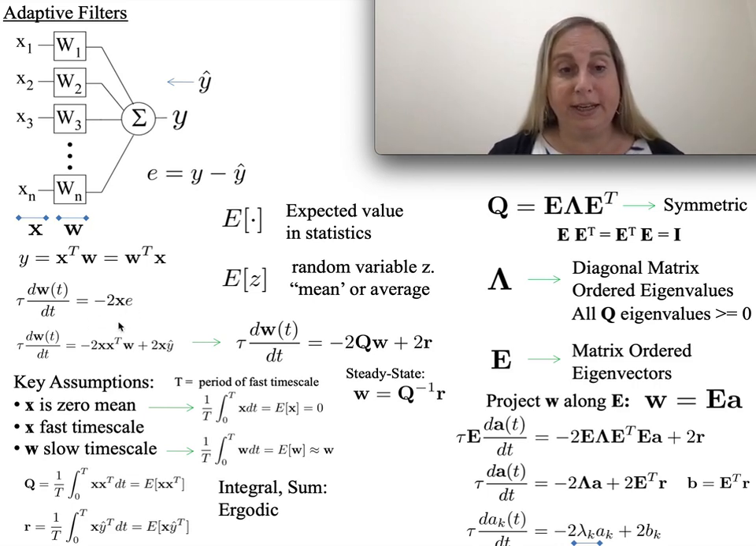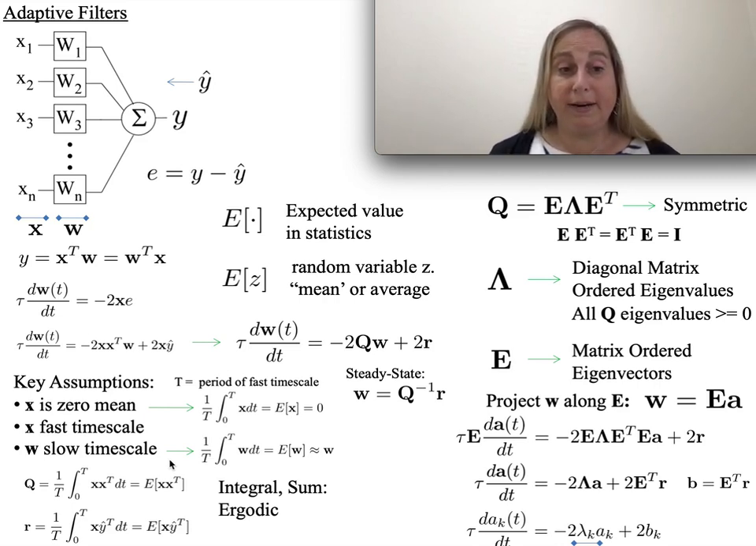Well, the first thing you know is that e is going to be related to both y and y hat, and y is then related to x and w. So I can start to build this equation where I have an x vector transpose w, and 2x y hat. Now, the key assumptions here, and they can never be stated enough when you're looking at adaptive systems. The first one is that your input has to be zero mean. The third one is actually that w has to be of a slow time scale, and x is a fast time scale. And these are typically time scales that are not overlapping.